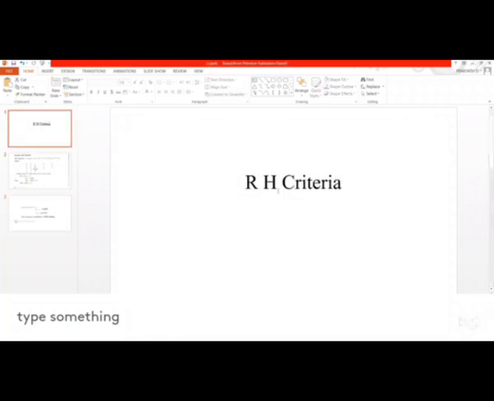Okay, dear students, today I am going to explain RH criteria. As you all know, in the previous video I already explained the procedure for RH criteria to find the stability and instability of the system. One more complexity involved in RH criteria is finding the value of K, that is, finding the value of gain.